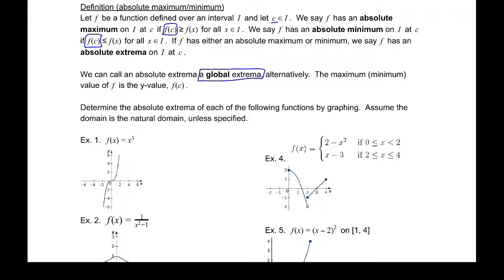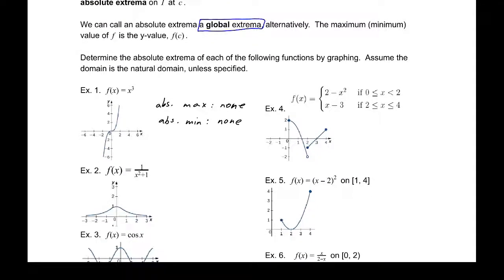Determine the absolute extrema of each of the following functions by graphing. Some of these are not given a domain, so we assume the natural domain, whatever values we can apply. Example 1, f of x equals x cubed. If I'm looking for the highest value, the absolute max, there isn't one. There is no highest value for that function. The same goes for an absolute minimum. We don't have a lowest value. Okay, bad example. Let's try this next one.